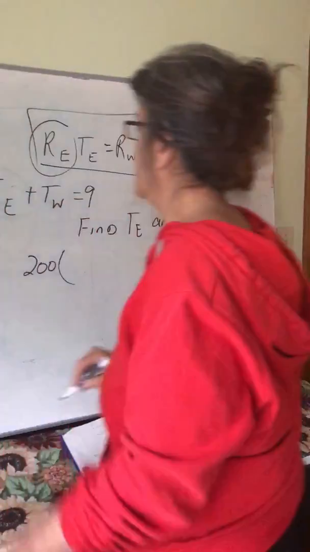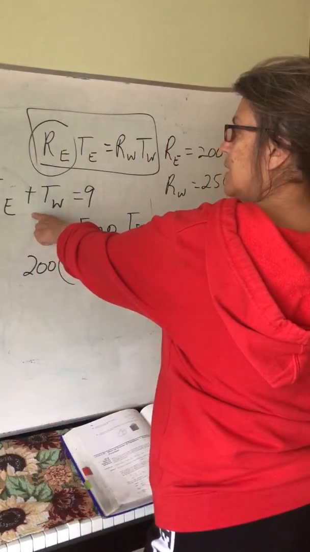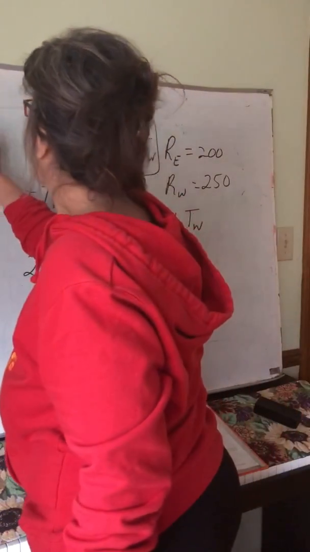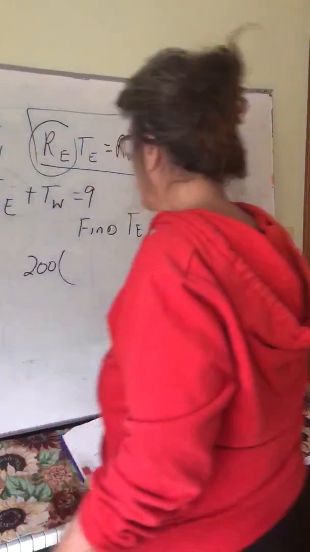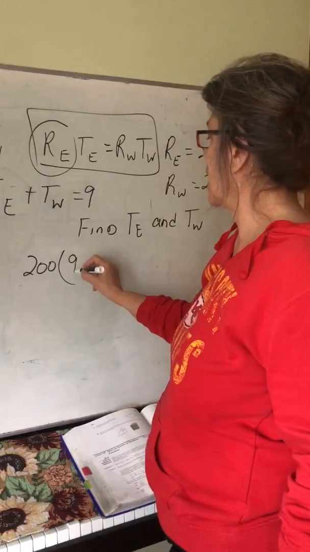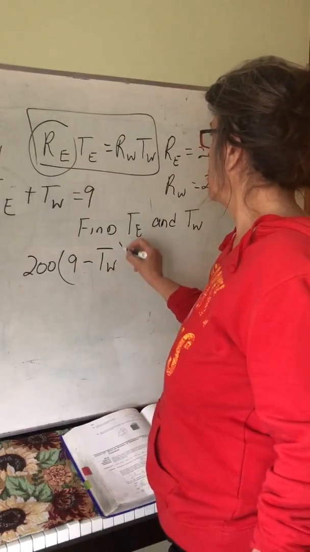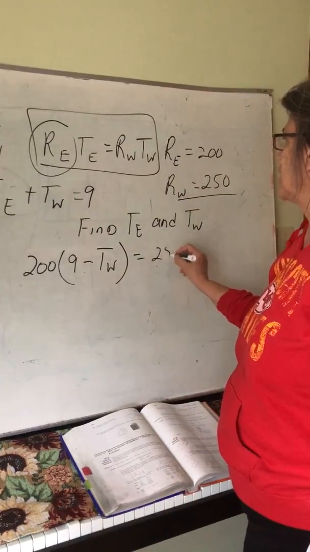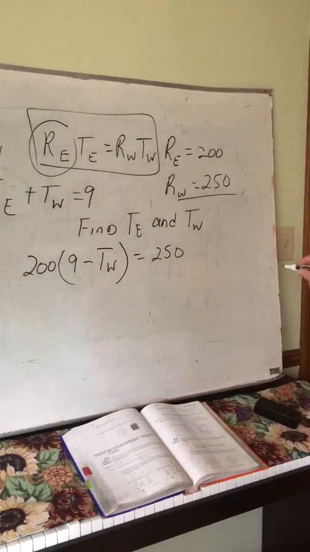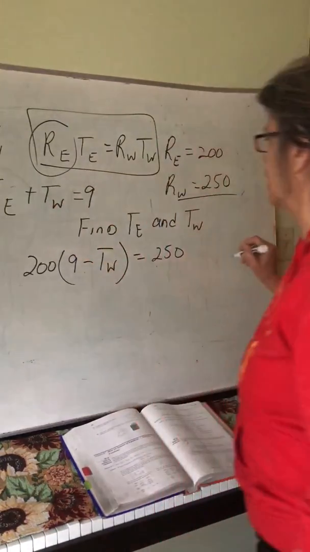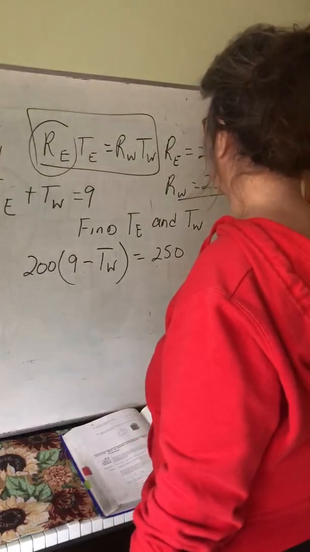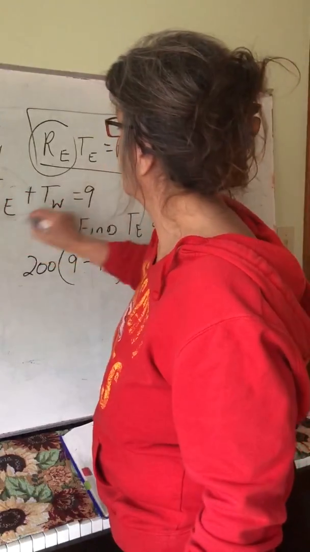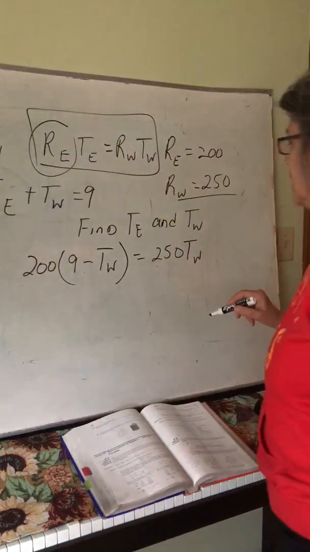Say TE equals, working from this right here, you're going to subtract TW from both sides, so you're going to end up with 9 minus TW. So TE equals 9 minus TW, and that equals RW over here, which is 250. And you can do the same thing. You will either switch this to TE or TW. It doesn't matter, whichever way you do it.